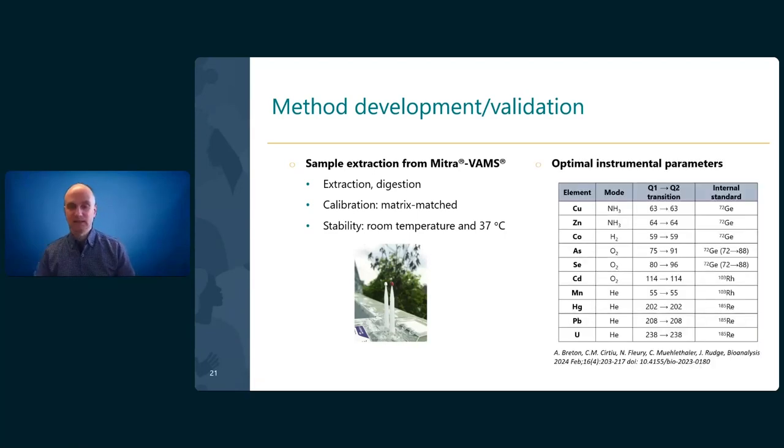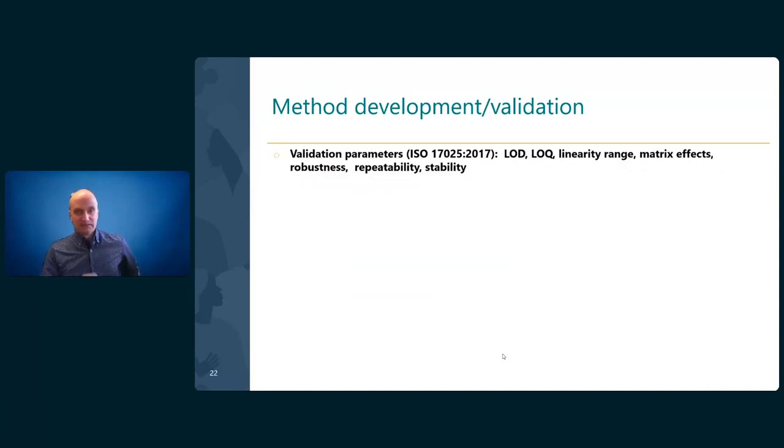And finally, the last step in method development was the instrumental parameters optimization. And here are the final options, actually: the gases we chose for each element, as well as the transition and the optimized internal standards for each of the elements. Then we move to the validation of the method.